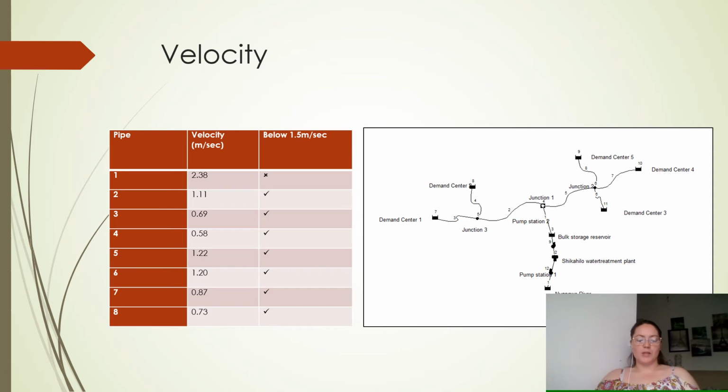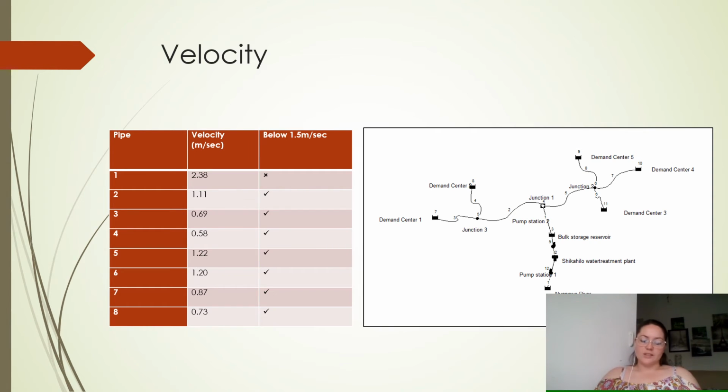The velocities obtained are as follows: 2.38, 1.11, 0.69, 0.58, 1.22, 1.2, 0.87, 0.73. From pipes 2 to 8, I can see that they fall within the bracket, which is below 1.5 meters per second, which was the required criteria. However, for pipe 1, which is from the bulk storage reservoir to junction 1, the velocity is 2.38 meters per second. This is above the requirement, thus the simulation actually fails.